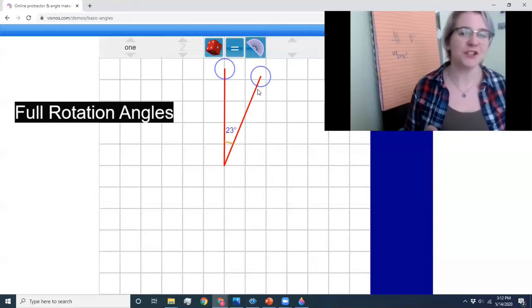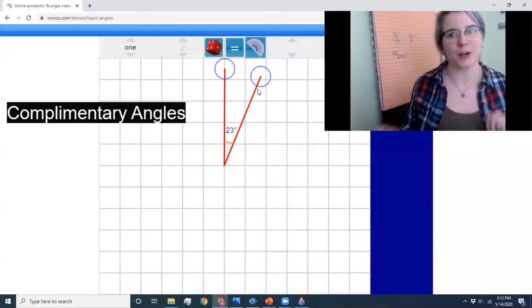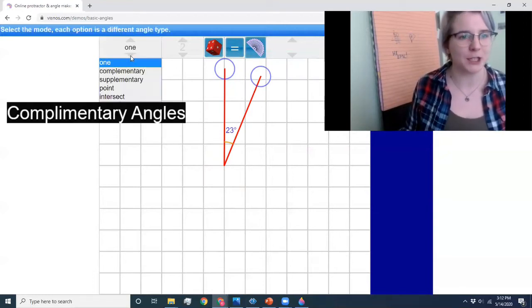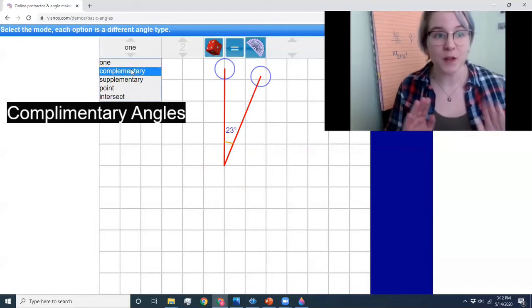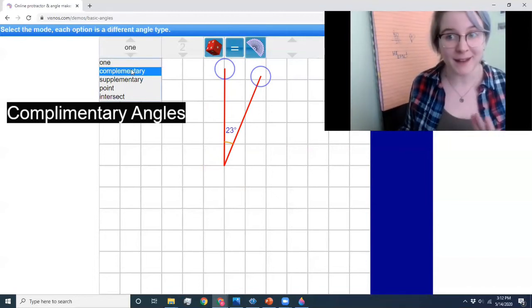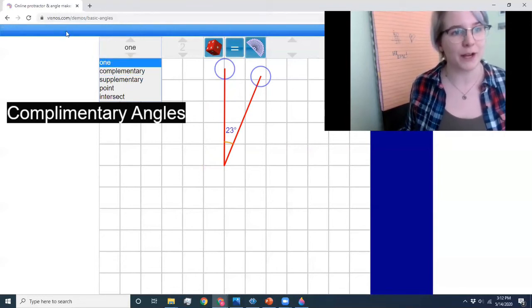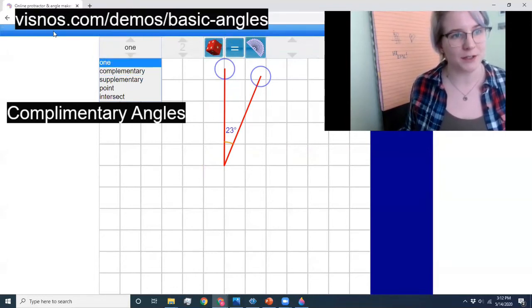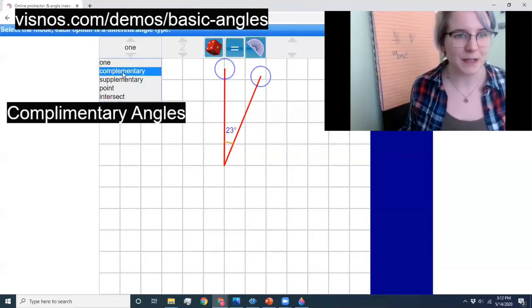Now, I want to start talking about complementary angles. What does that mean? Let's take a look. By the way, this website is amazing. If you want to use this as a tool when you're studying angles, I highly recommend it. Here is the address. You can type that into your browser.